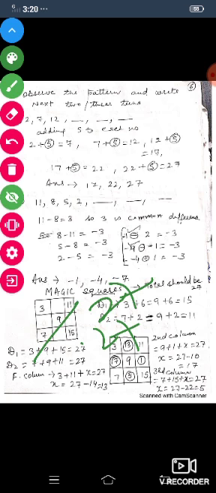Now in the first column, 3 plus x plus 11 is equal to 27. It means x is equal to 27 minus 14, that is equal to 13. In the last column it is 7 plus 15 plus x is equal to 27. So x is equal to 5 over here. Similarly you can find out the other numbers also.